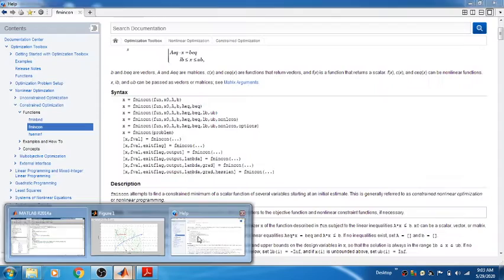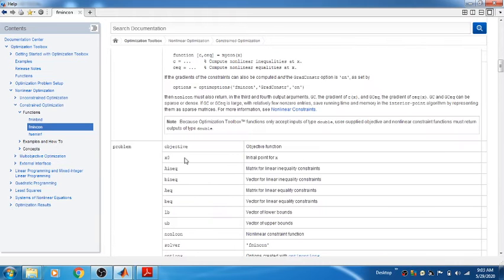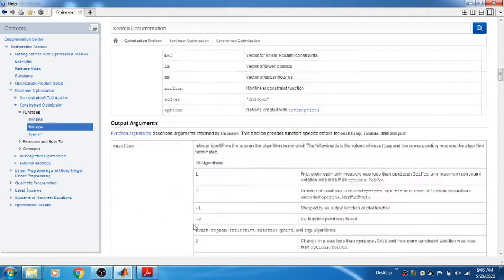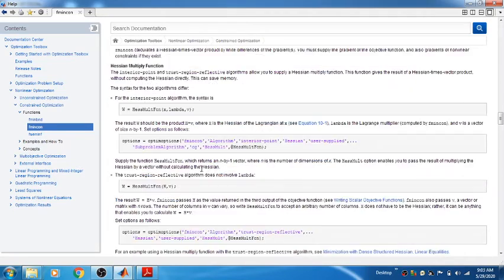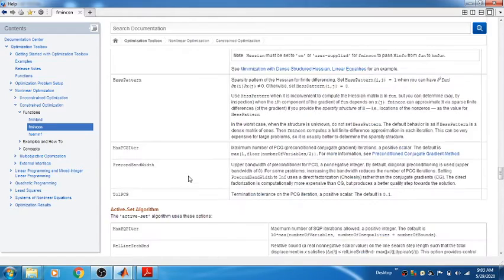Now if you see here, everything is written here. The x1 is the initial guess point, initial x point, right? Objective function, inequality, and all these things are written here. So I suggest you go through all of these things so that you can understand in a better way.